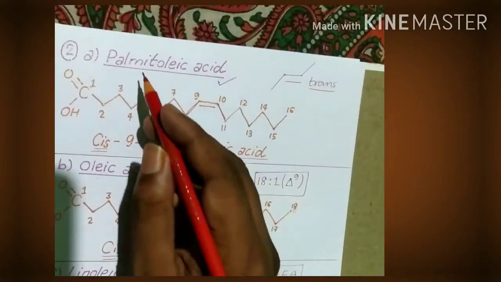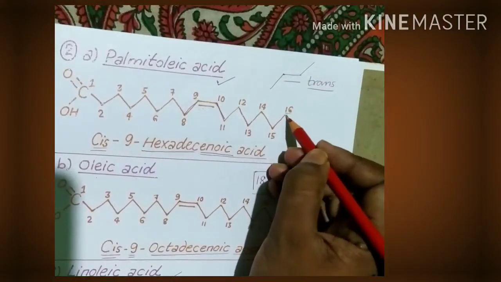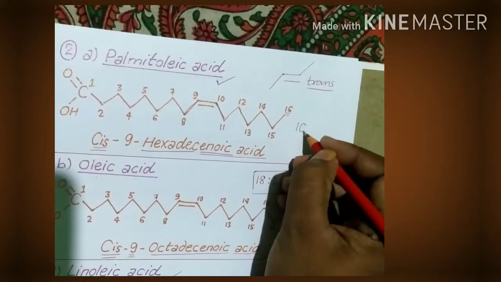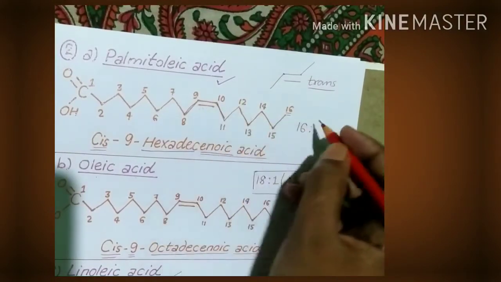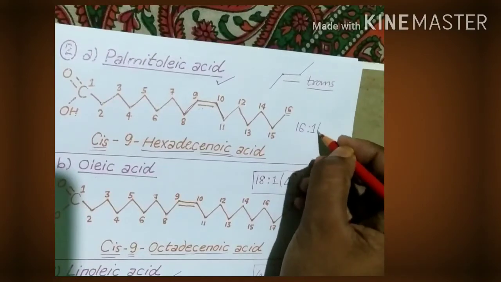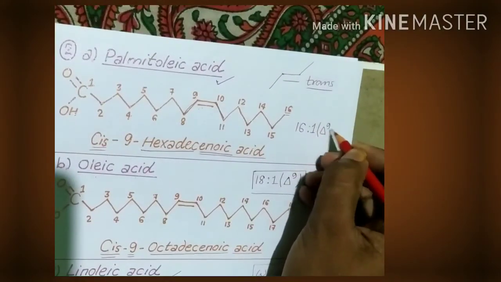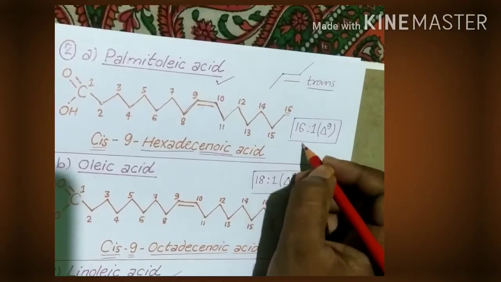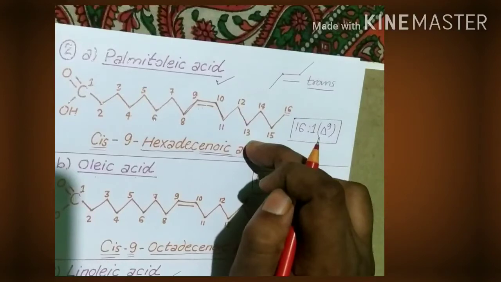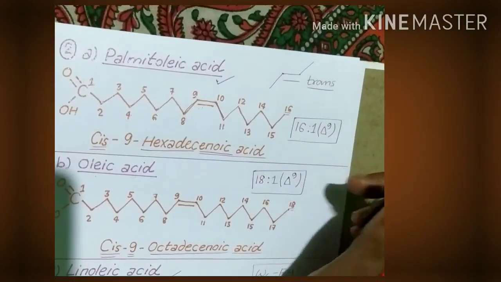Now in palmitoleic acid, the number of carbon atoms is 16. So 16:1. How many double bonds? Only 1. And what is the position of the double bond? 9th position, so this is 9. So this is the representation of the carbon skeleton of the unsaturated fatty acid.